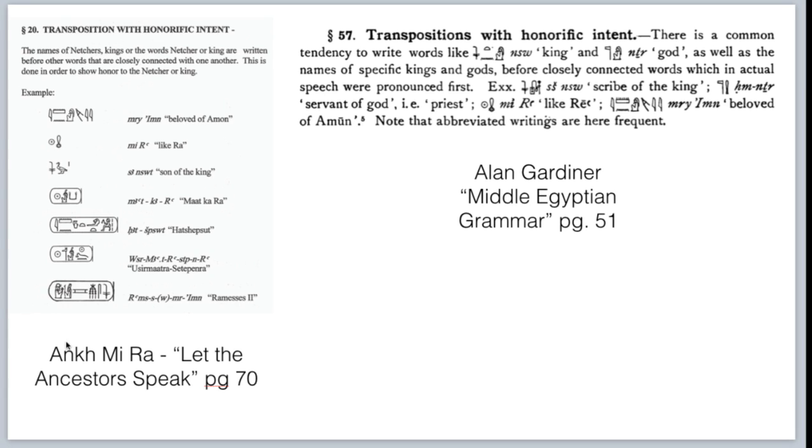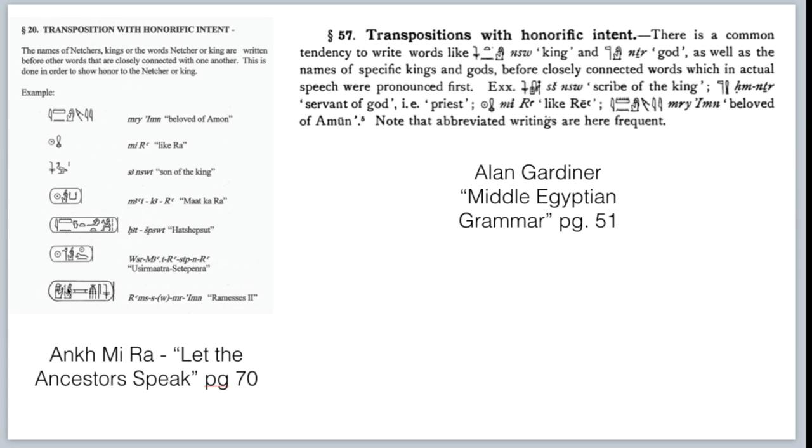Why didn't Ankh Mi Ra have Ankh Ra Mi? Why isn't it Ankh Ra Mi? It's not Ankh Ra Mi. Why? Because he understood that it's honorific transposition. So the Ra comes first. The deity comes first. But it's Mi Ra, like Ra. We have Sa Nasut instead of Nasut Sa.